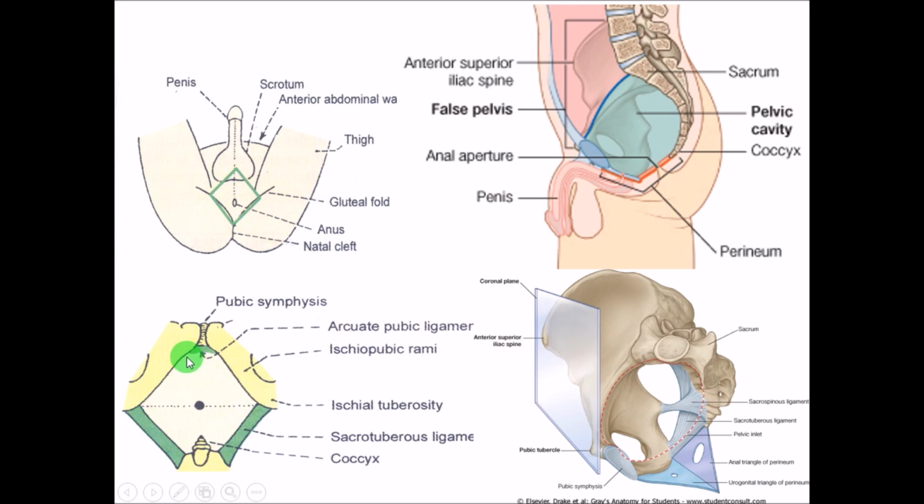Each is triangular in shape, so the anterior triangle and the posterior triangle. The anterior triangle is also called the urogenital triangle and the posterior triangle is called the anal triangle. If you see in the perineum, they are not in the same plane, but they are almost perpendicular to each other. So this is the urogenital triangle and here is the anal triangle.